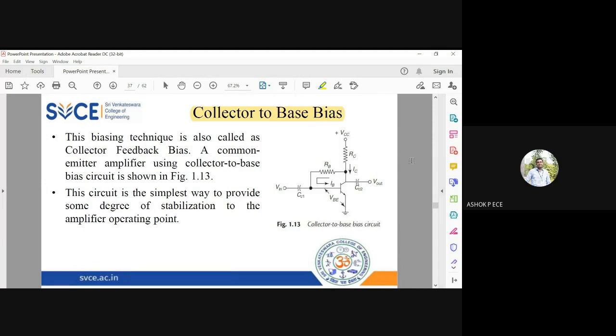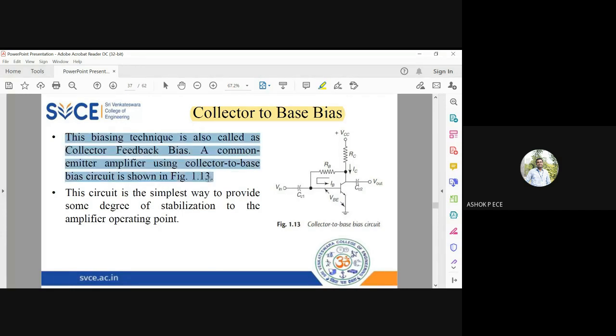Something should be changed, right? What is that? Usually RB will be connected here to VCC, but see here where RB is connected. RB is connected to the collector here. So that is why it is called collector to base bias, because the base resistance is coming from collector to base.